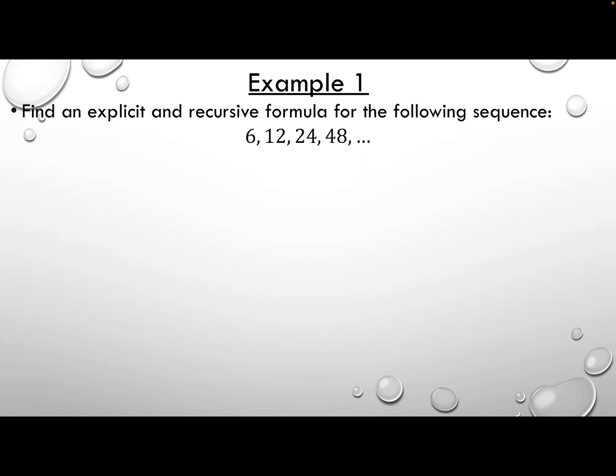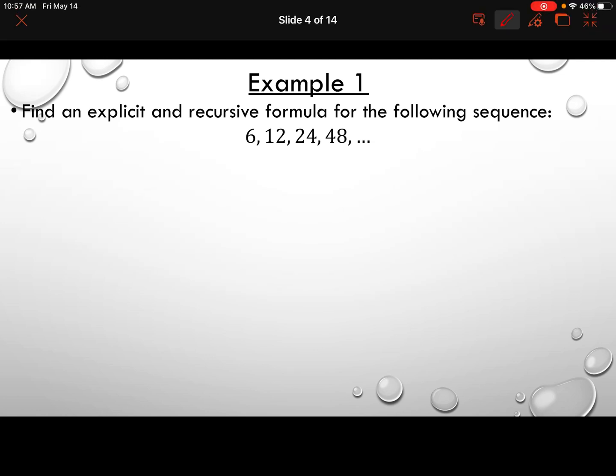Example 1, find an explicit and recursive formula for the following sequence: 6, 12, 24, 48. If we look at this, for some of you, it might be obvious what the pattern is. For some, it might not be, but it looks like the pattern is we're just multiplying by 2 every single time. To go from 6 to 12, we multiply by 2. To go from 12 to 24, we multiply by 2. To go from 24 to 48, we multiply by 2. So it looks like the pattern is multiply the previous term by 2.